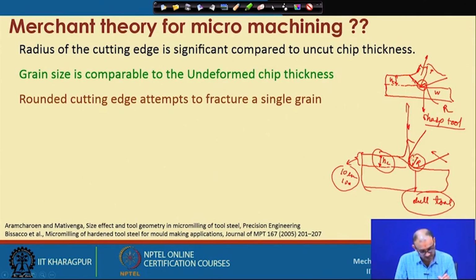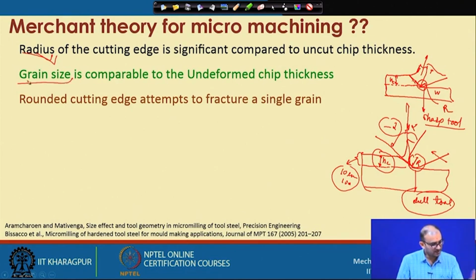Now, this one is alpha, the rake angle we are talking about, but there is always another effective rake angle that is different. We will see it will be negative because your deformation zone shifts from one location to another location. So, this is what is happening in this particular part.